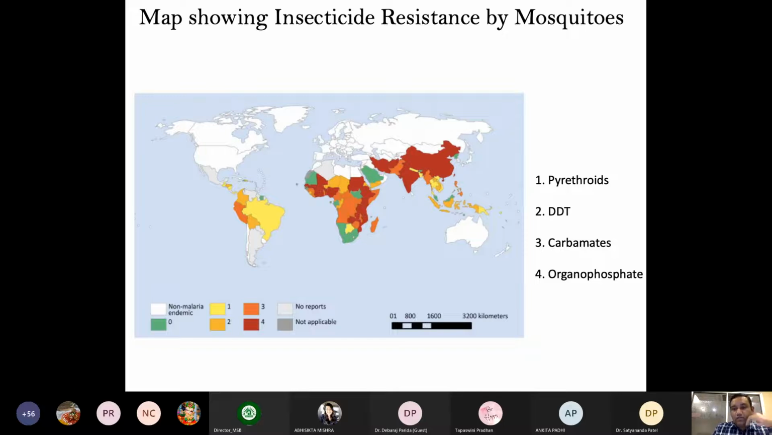So in this scenario, the best weapon we can have is a vaccine that is effective, so that even though mosquitoes are transmitting the disease, we should be protected if we are immunized.